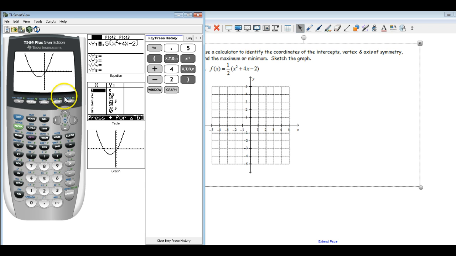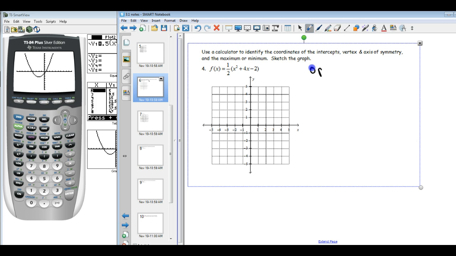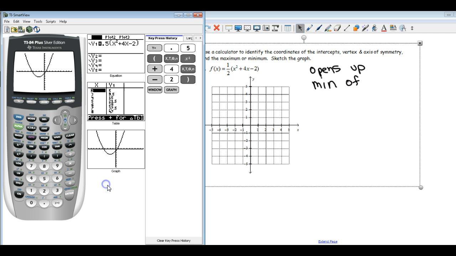So this parabola is going to open up. We can tell that because the leading coefficient of 1/2 is positive. That also means that the parabola has a minimum value, and we'll start by finding that minimum, which we'll do by finding the vertex.